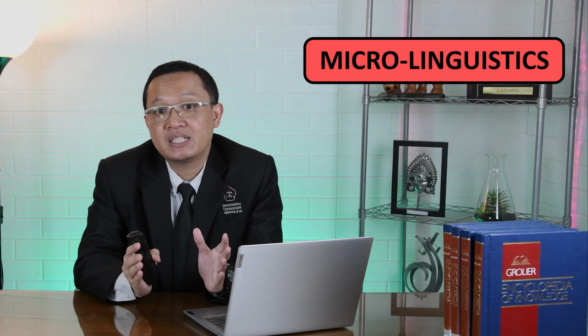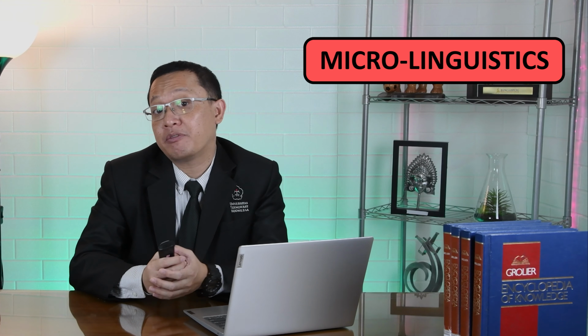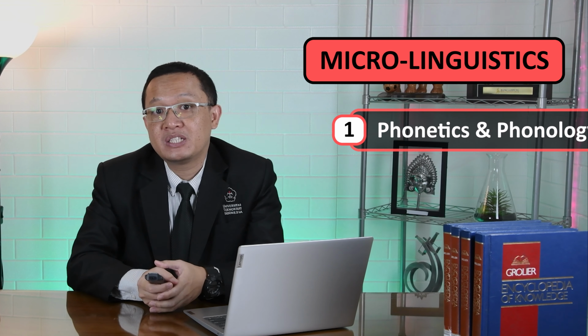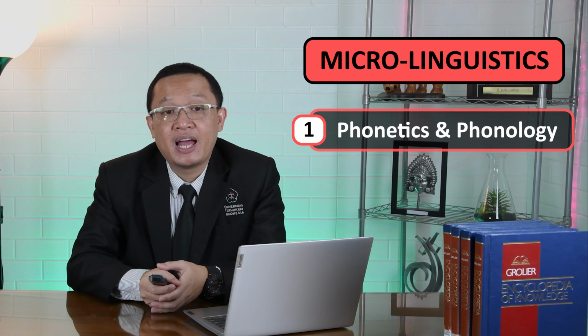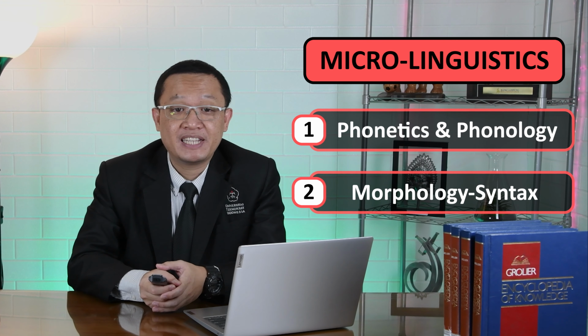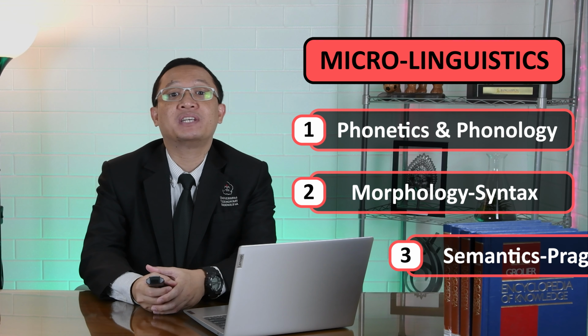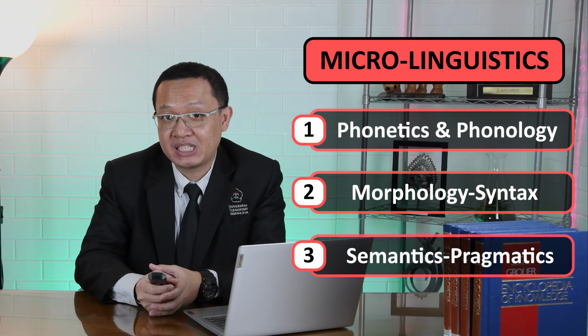All right. Actually, in general, we can divide micro-linguistics into three subfields. Number one is phonetics and phonology. Number two is morphology and syntax. And number three is semantics-pragmatics.